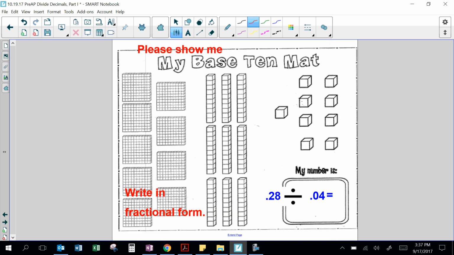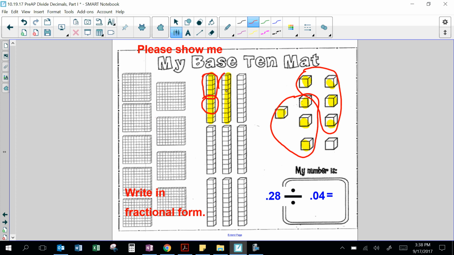Let's try another example. Please shade in 28 hundredths. 10, 20, 21, 22, 23, 24, 25, 26, 27, 28. I would like to divide this into groups of 4 hundredths. One group, two groups, three groups. Wait, one, two, three, four, five groups.